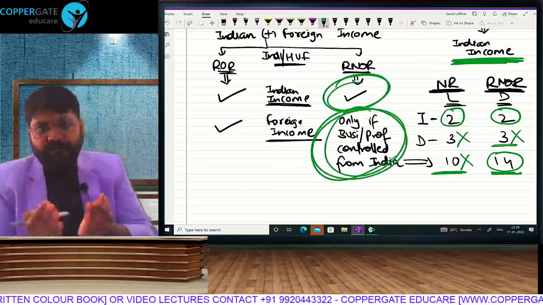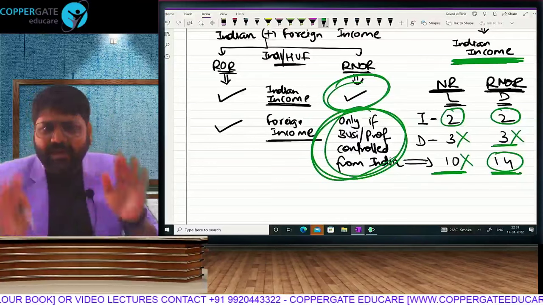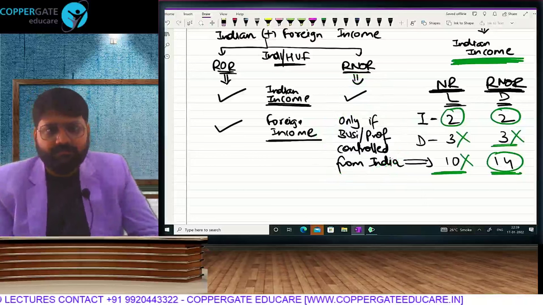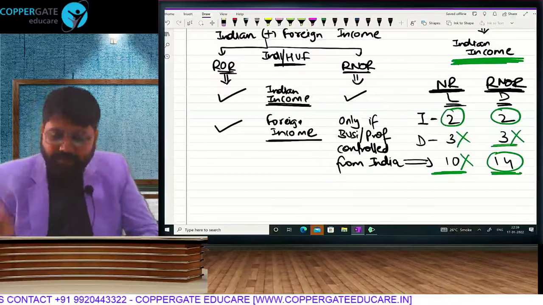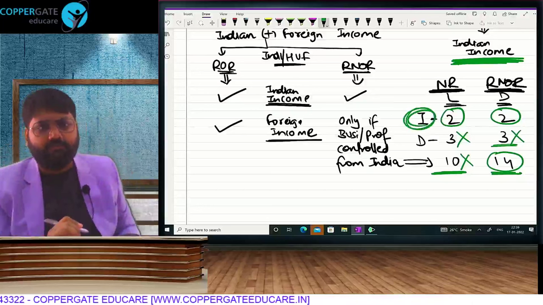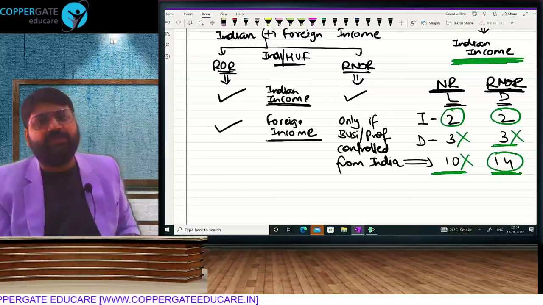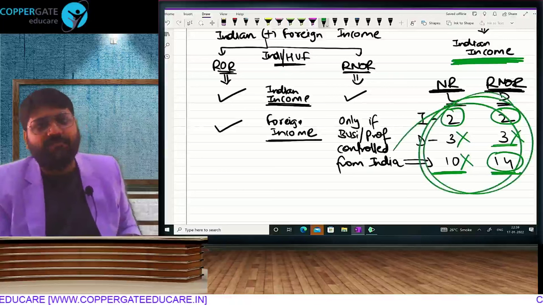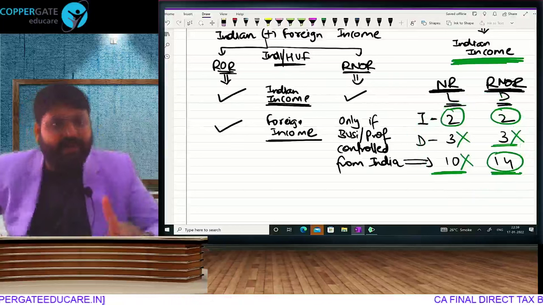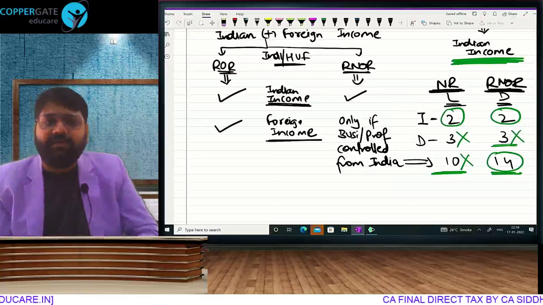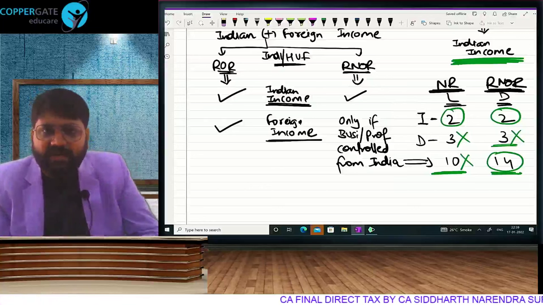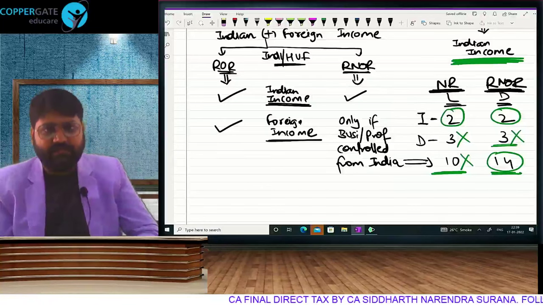Wait, let me do the full revision, then I take your doubt. So, very easy to answer this question. Non-resident will pay tax on which income? Indian income. Easiest of all. That means, an assessee who is non-resident will pay tax only on this income. Very easy. ROR will pay tax on which income? Again easy. Everything. ROR will pay tax on everything. Correct or no? But RNOR will pay tax on Indian income and foreign income only if the business or profession is controlled from India. Now everyone is clear? Yes, please. You can ask your doubt now.